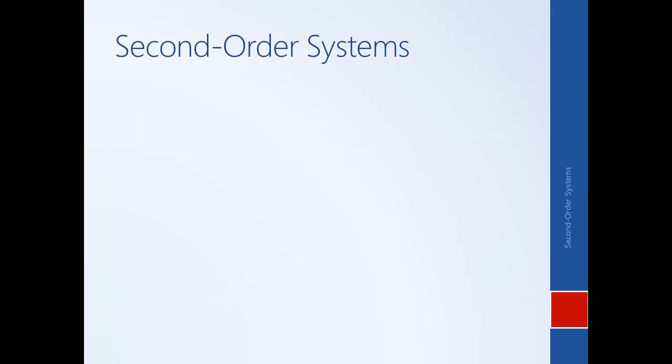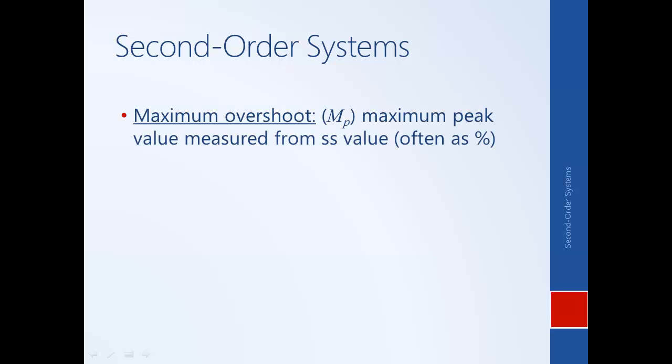Another property that we'll use a lot in this class is maximum overshoot, and that's the peak value of the response as measured from the steady state value. We often represent it as a percentage. And so again, thinking back to what this looks like, the maximum overshoot is how much this peak reaches above the steady state value. So again, think about how we might get an expression for that in terms of the parameters of the second order system.